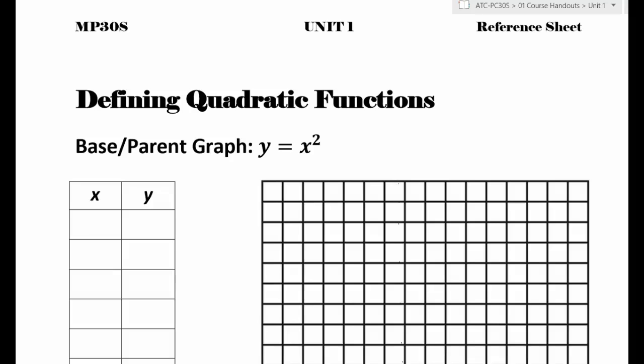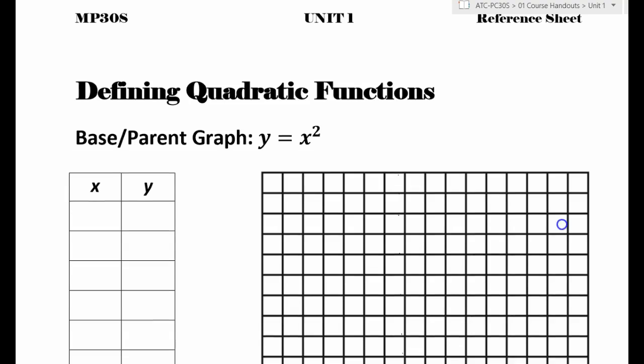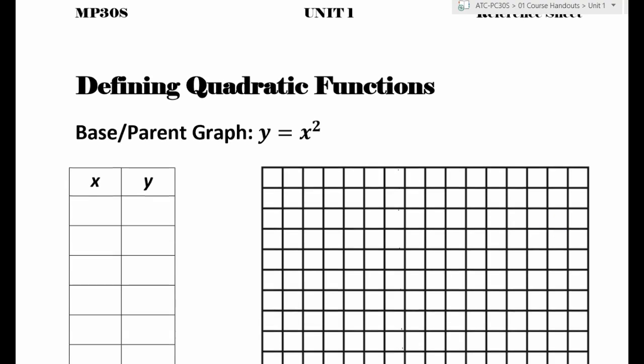Okay, so this is a reference sheet. It's not part of your unit booklet. It's something to keep beside you while you work through the rest of this unit because there is some key terminology that you're going to probably want to look back on, and also some key principles that you're going to want to know about graphing quadratic functions.